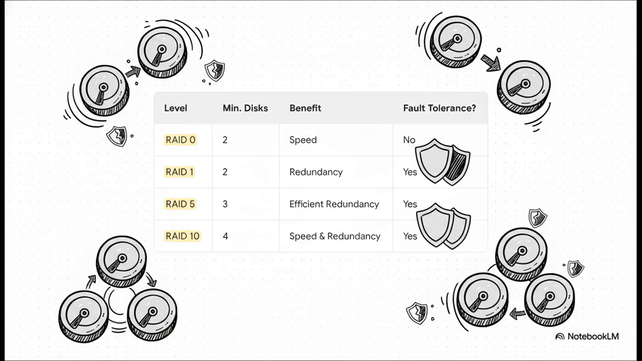Let's run through it. RAID 0, 2 disks, all about speed, and absolutely no fault tolerance. RAID 1, 2 disks, all about redundancy, yes on fault tolerance. RAID 5, 3 disks minimum, gives you efficient redundancy, yes on fault tolerance. And finally, RAID 10, needs 4 disks, gives you both speed and redundancy, and is absolutely fault tolerant.